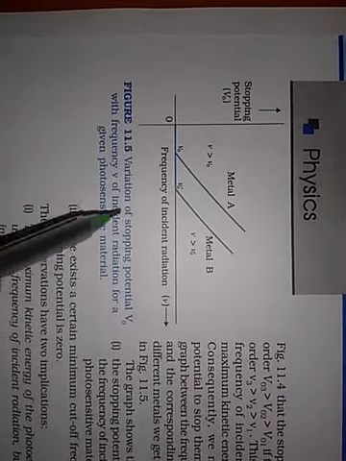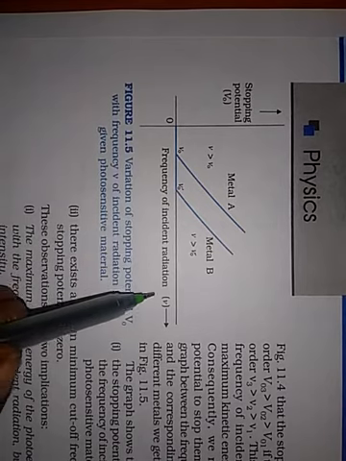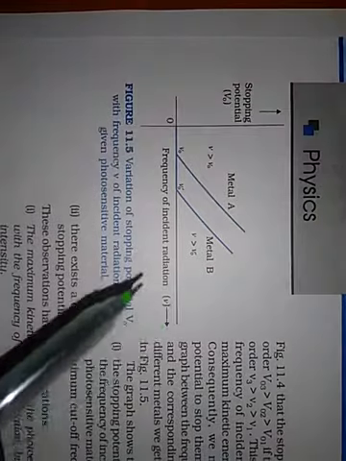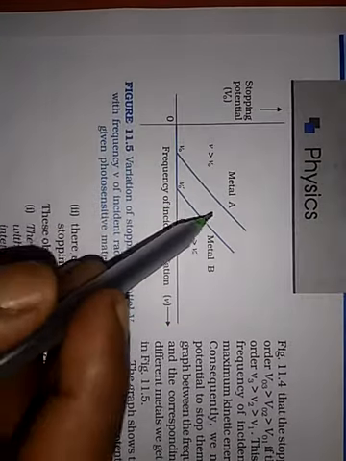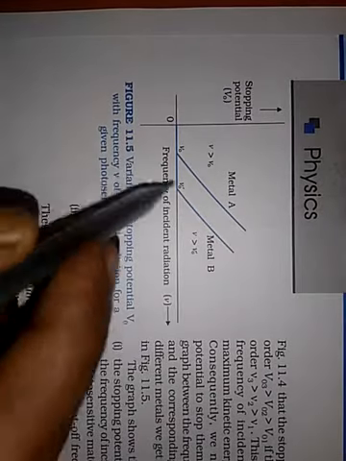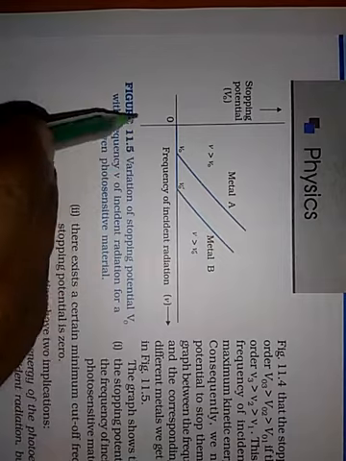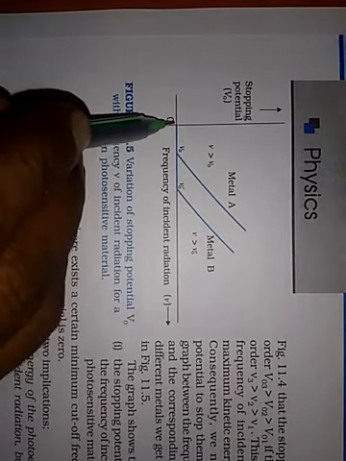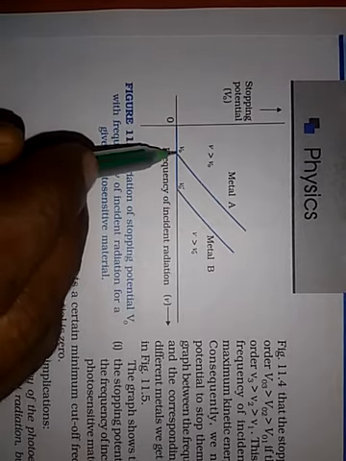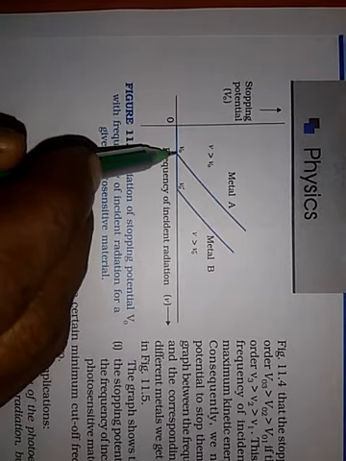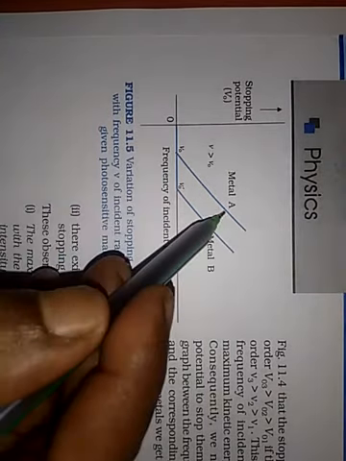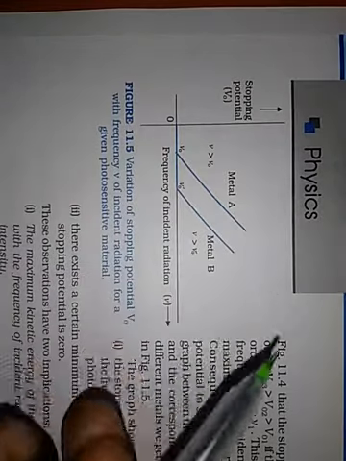Next, we have frequency of incident radiation. Now on the x-axis we are taking frequency, F or nu, and here we have stopping potential. Now we deal with two different cases, metal A and metal B. If you take metal A, initially there is no stopping potential. Here at nu naught, only above this frequency does the stopping potential keep on increasing for metal A.